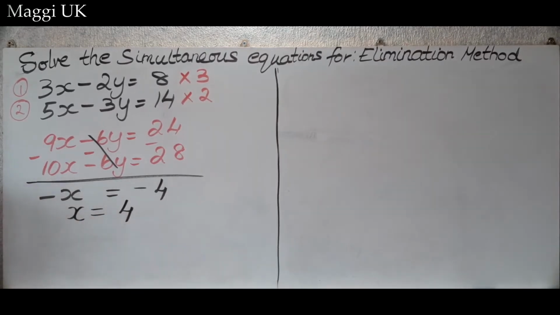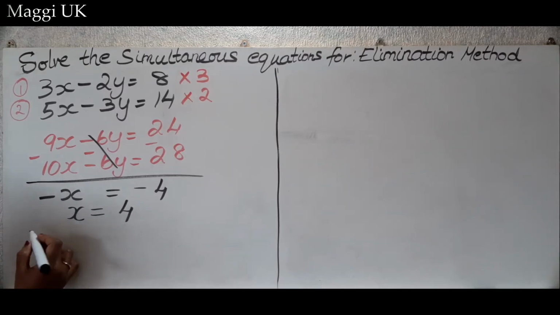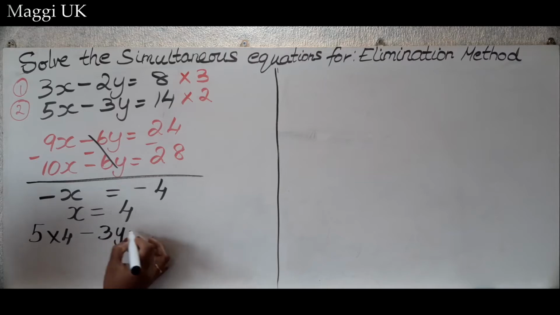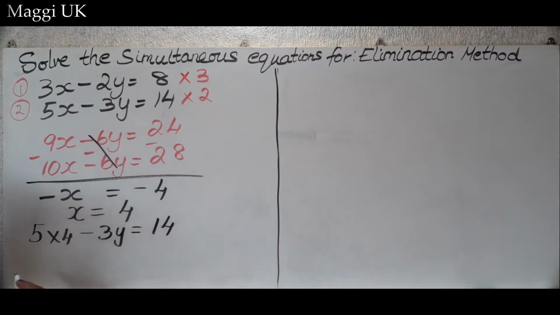Next, I'm going to input x into one of the equations. I'm going to do it for the second one because we haven't done the second one. So 5 times 4, take away 3y, is equal to 14. So 5 times 4 is 20, minus 3y is equal to 14.